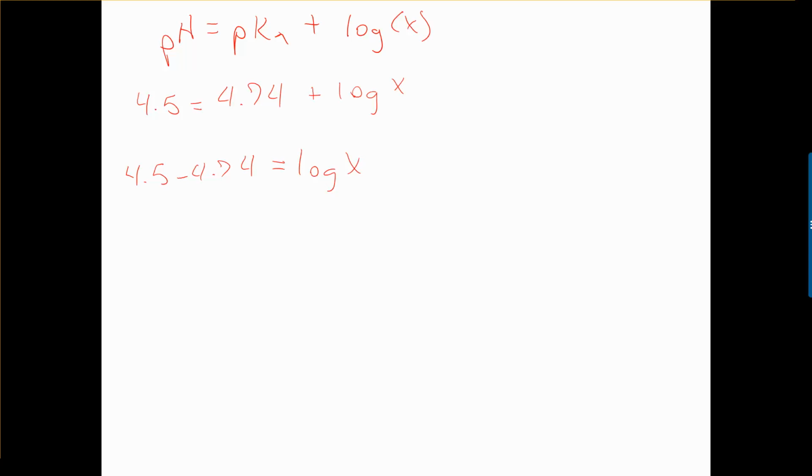What is 4.5 minus 4.74? Negative 0.24 equals the log of x. So to solve for x, I need to take the anti-log, which is 10 to the negative 0.24 equals x. Okay?